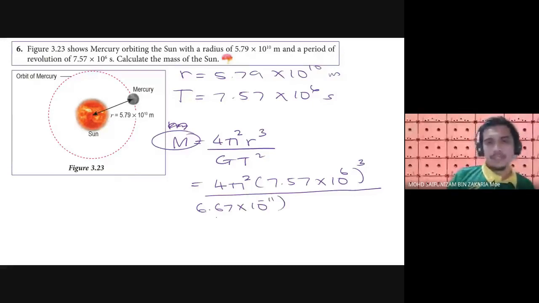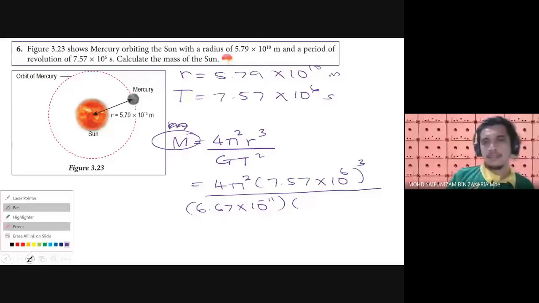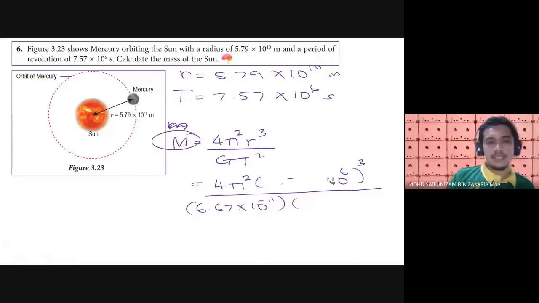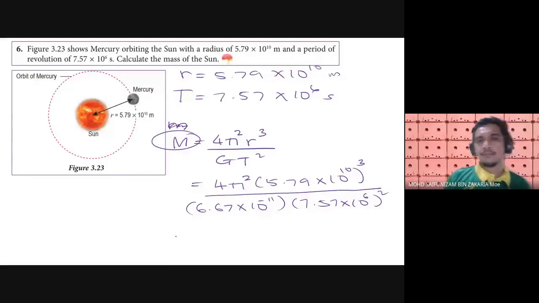I'm sorry, because I substituted the wrong value. The value of R is 5.79 times 10 to the power of 10. T is 7.57 times 10 to the power of 6, power of 2. Okay, and then calculate by using your calculator.